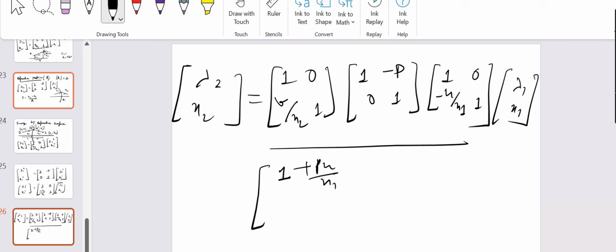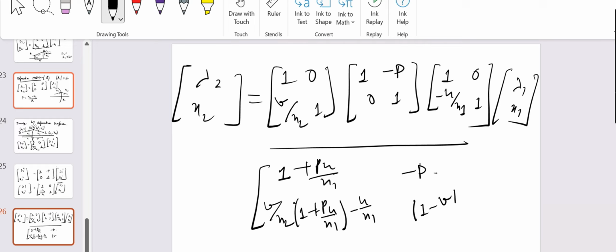Now if we multiply all those things, we get something like this: v by n2, 1 plus p u by n1, minus u n1, and there is 1 minus vp by n2, lambda 1 x1.